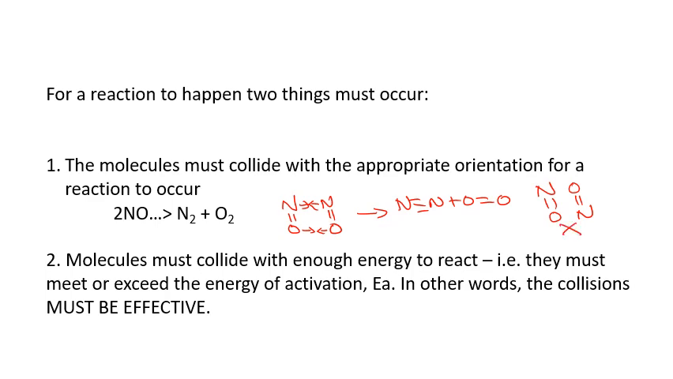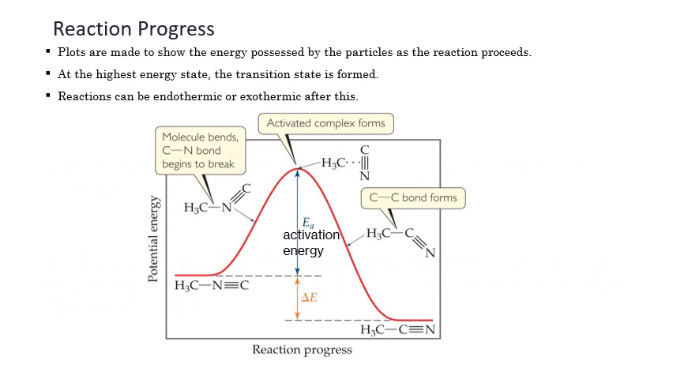The second thing is that the molecules must collide with enough kinetic energy to react. What that means is they must meet or exceed the activation energy, or we can say that the collision must be effective. So the frequency of these effective collisions determines the rate of that reaction. We can show the energy possessed by the particles as the reaction proceeds by this energy diagram.